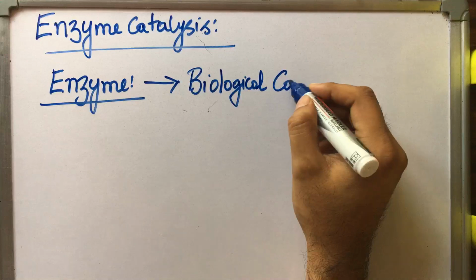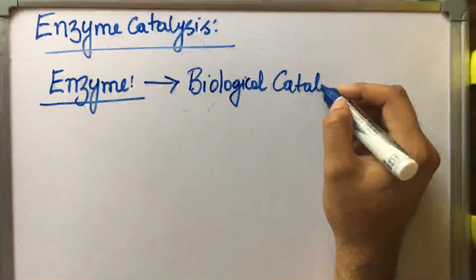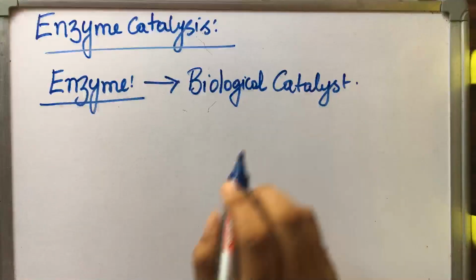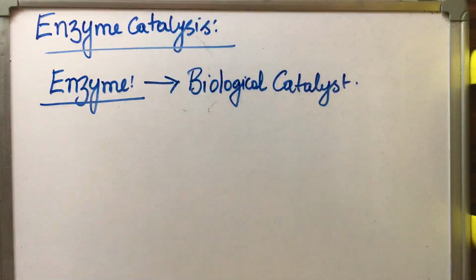Biological catalyst. This is a very simple statement to understand what an enzyme is. An enzyme is a biological catalyst, or I can call it a biochemical catalyst. The proper definition of an enzyme goes like this: complex nitrogenous organic compounds which are produced by living plants and animals are called enzymes.